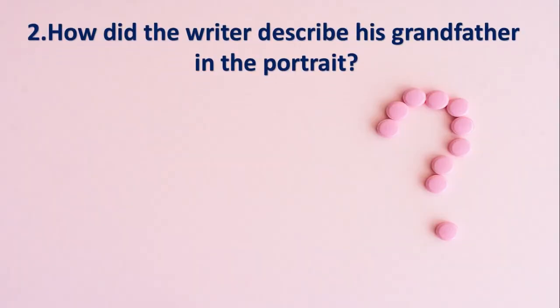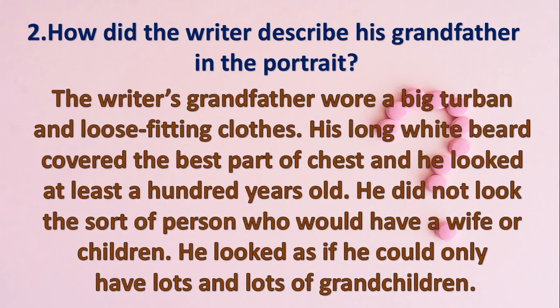Second one, how did the writer describe his grandfather in the portrait? The writer's grandfather wore a big turban and loose-fitting clothes. His long white beard covered the best part of his chest, and he looked at least 100 years old. He did not look the sort of person who would have a wife or children. He looked as if he could only have lots and lots of grandchildren.